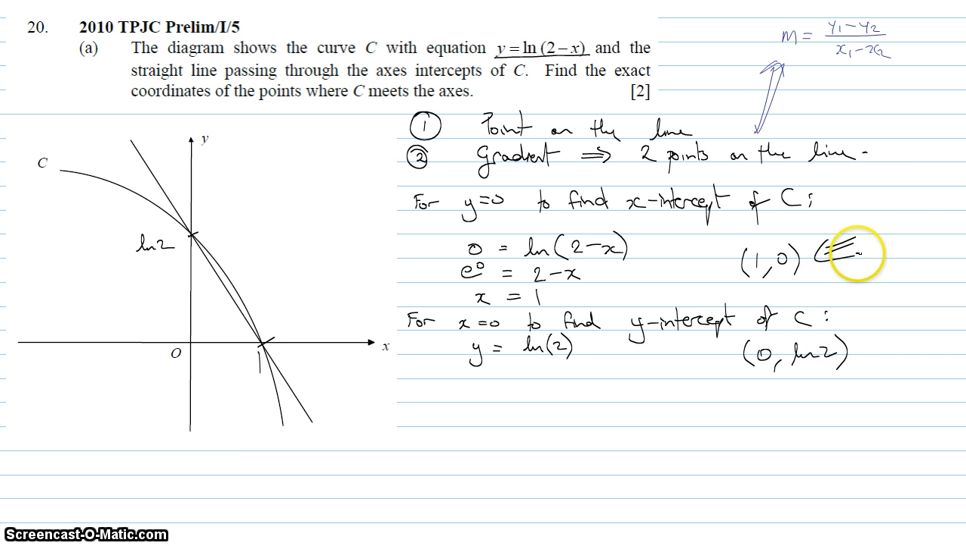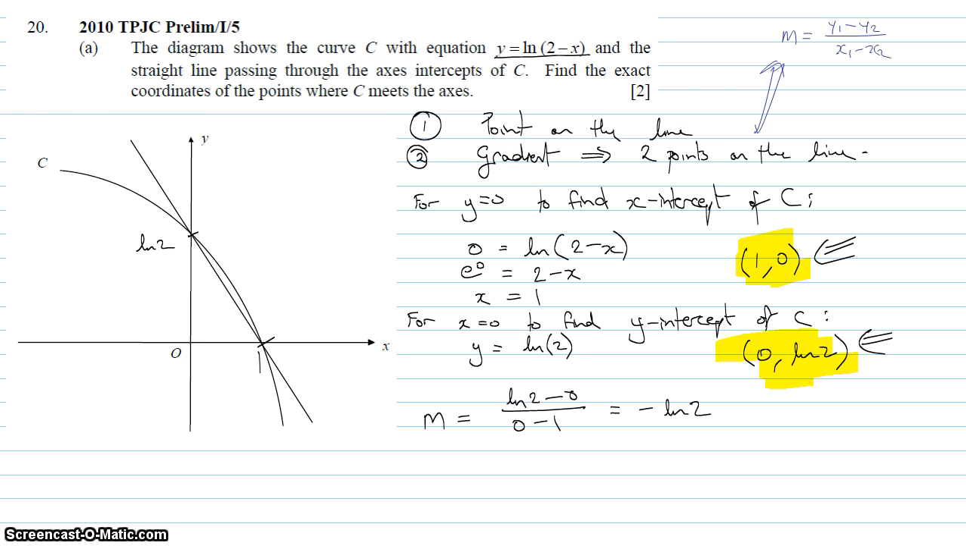So I can take this to be my point on the line. Now all I need to do is find the gradient. So m equals y1 minus y2, so ln 2 minus 0, over x1 minus x2, 0 minus 1, I get the gradient to be negative ln 2. So the equation of, oh, wow, okay, I'm actually going way too far here. I just needed to find the coordinates, so actually this is my answer here. Please excuse me, I got a little bit too excited and started doing too much. These are the coordinates of the points where C meets the axes.